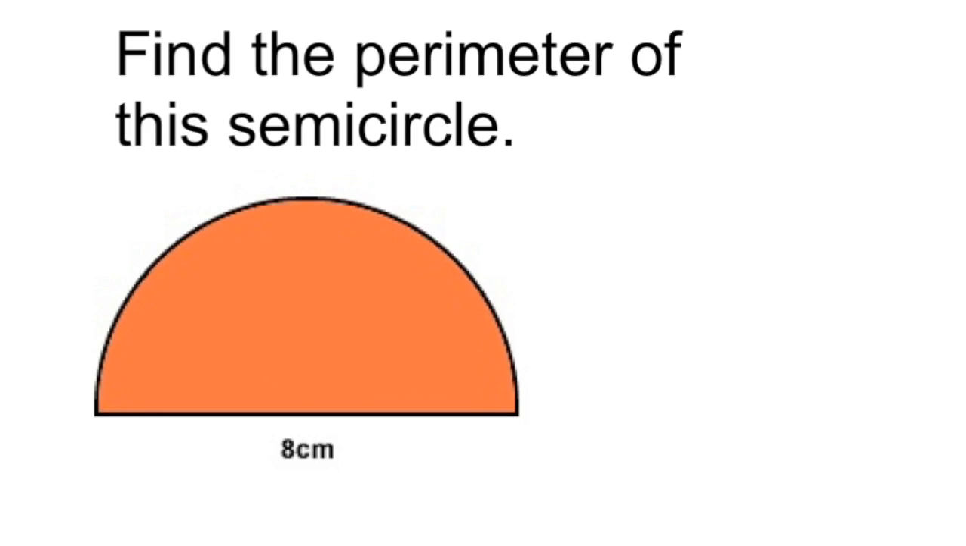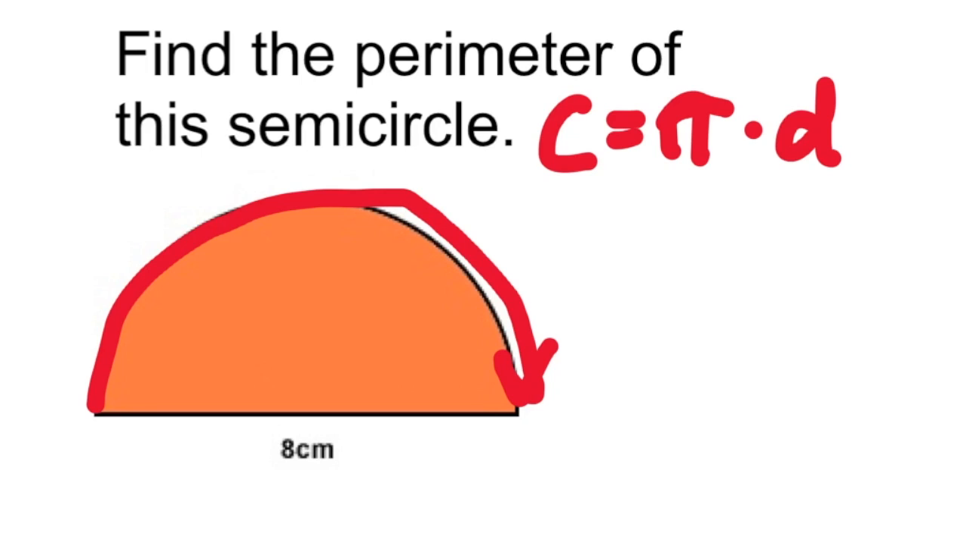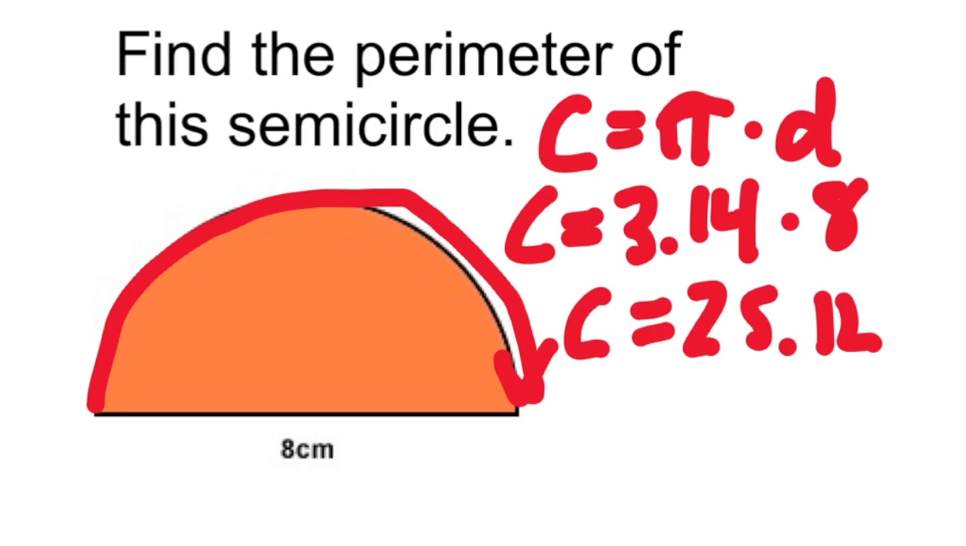Find the perimeter of this semicircle. So we want to find the distance around half the circle, plus we need to add on the diameter to close it off. So let's start by finding the circumference of the full circle. So C is equal to pi times D. Let's use 3.14 for pi times 8. 8 is the diameter. It's going all the way across. When I multiply that, the distance around the complete circle will be 25.12 centimeters. But I only want half of that, so I'm going to need to divide that by 2. The distance around half the circle is 12.56 centimeters.